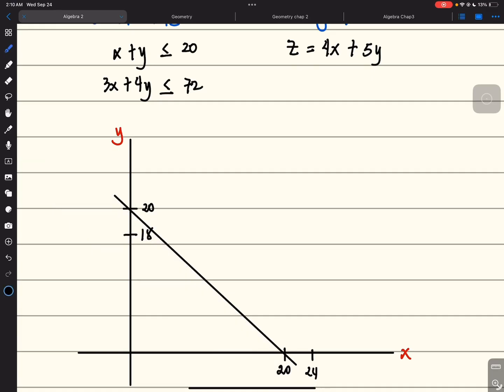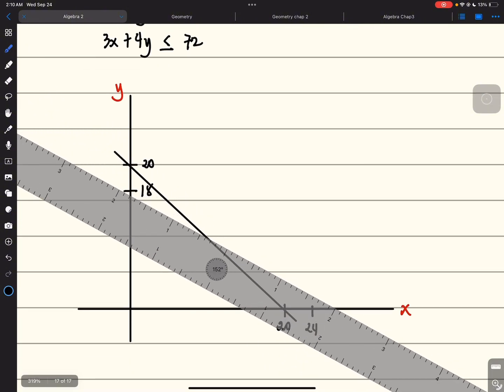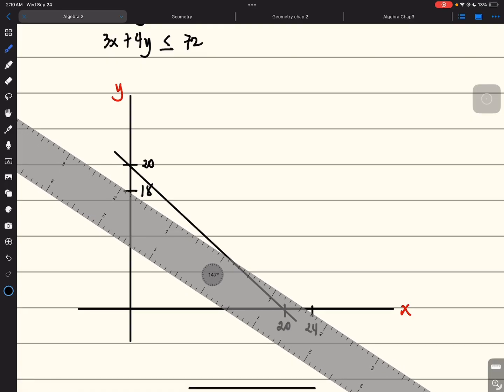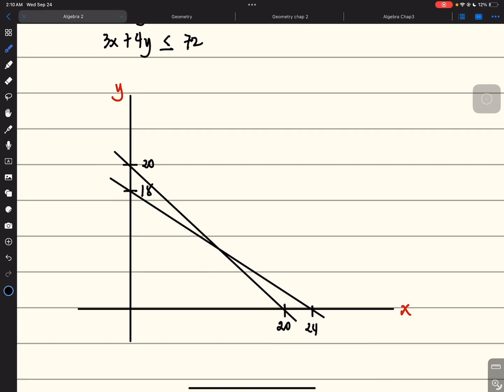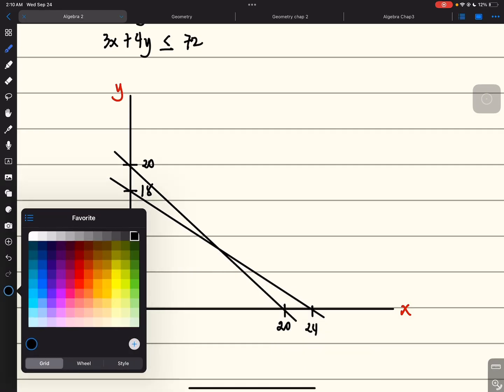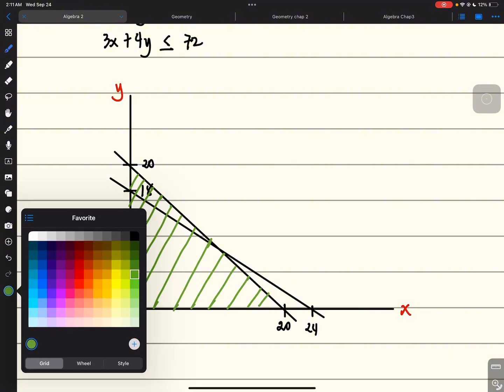Okay. Next, for the second inequality, so still that is a solid line. Okay. So if we're going to notice, let's shade the first inequality. I'm going to use green. And then for the second inequality, I'm going to use orange.